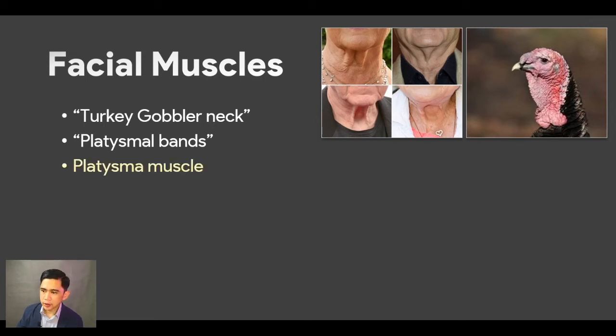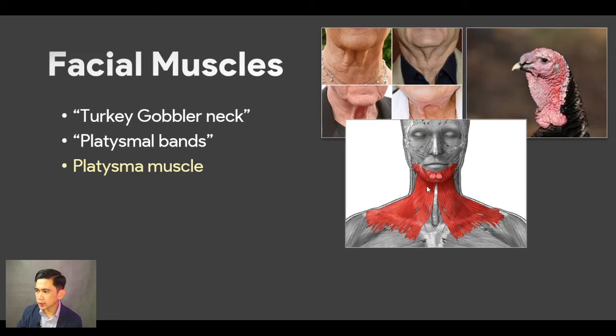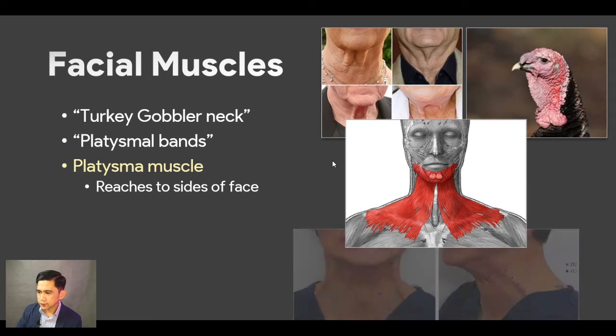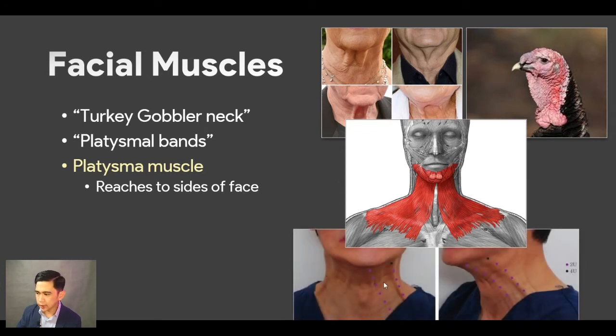This turkey gobbler neck is produced by the platysma muscle. It is also part of our facial expression, especially as we clench our teeth or express anger. Our platysma moves. So when we get old, our platysma will be more prominent and thus will produce this appearance. The platysma has a left and a right side, and it reaches from the clavicles down to the sides of the face, over here. And these are the examples of the platysmal bands. So we just inject Botox on the very active platysma so that it will look better.